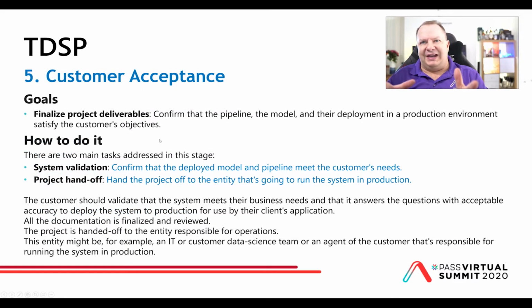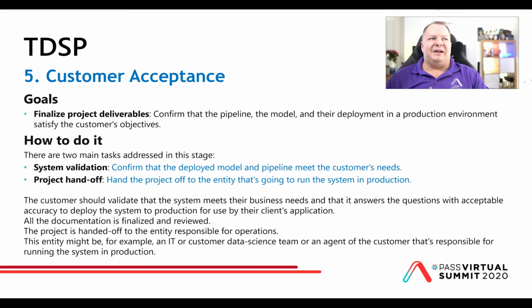The final stage in the TDSP is customer acceptance. Here we figure out what the final deliverables are going to be: the pipeline, the model itself, and the deployment. Did it achieve the end goal? Did we have success? What was the accuracy of the model? All this information needs to be put together so we can hand off to the customer and know that we can move on to the next project.